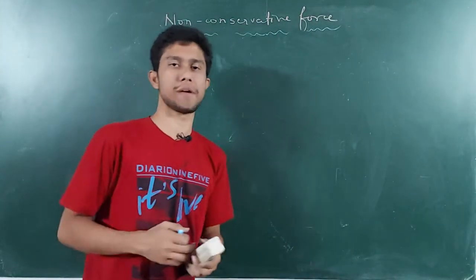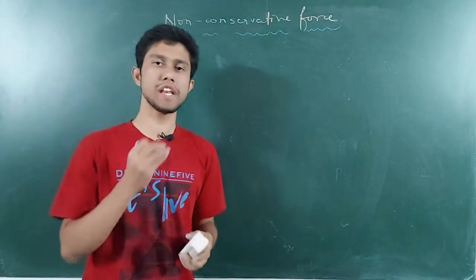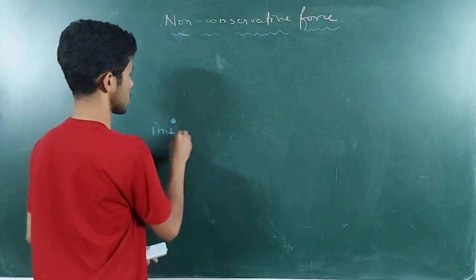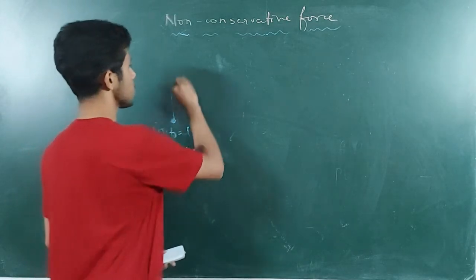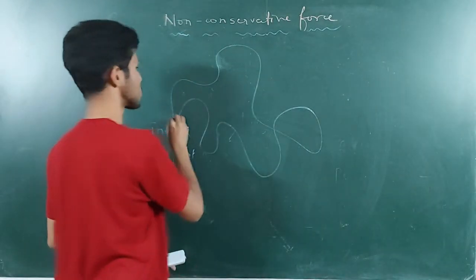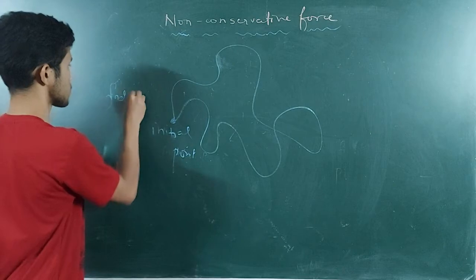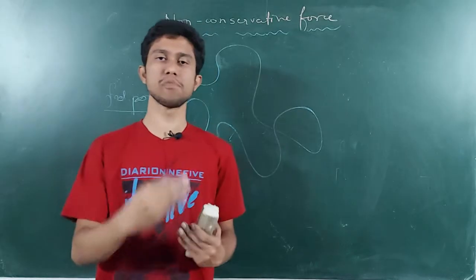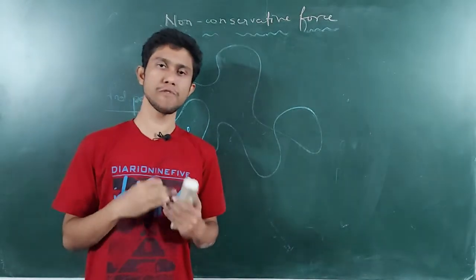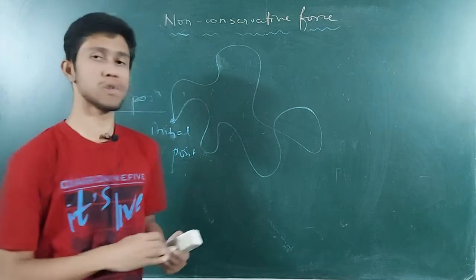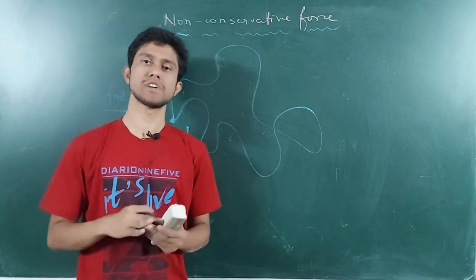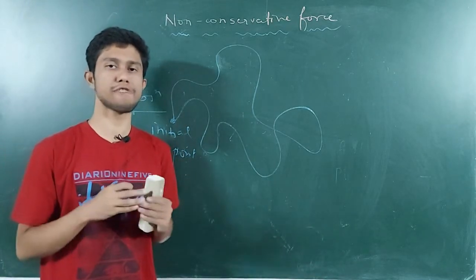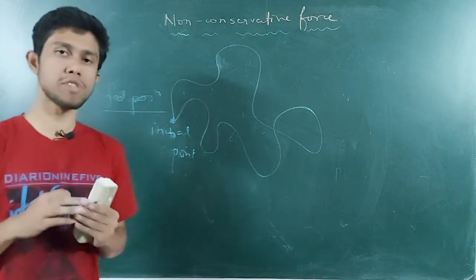So what is a return journey? I have told you a return journey is one in which the initial and final points are the same. So suppose this is the initial point, and now the body goes and again comes to this position. So this is also the final position. I have told you the non-conservative force is exactly opposite of a conservative force. A conservative force is the one in which in a return process the work is 0, or it is the process which depends upon the initial and final states. But here it does not depend upon the initial and final states. It depends upon the path taken.